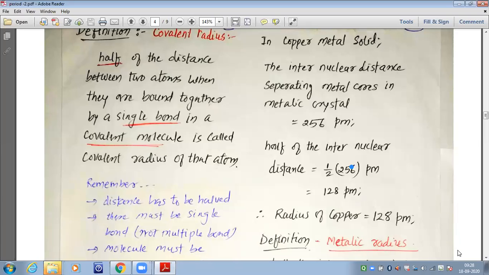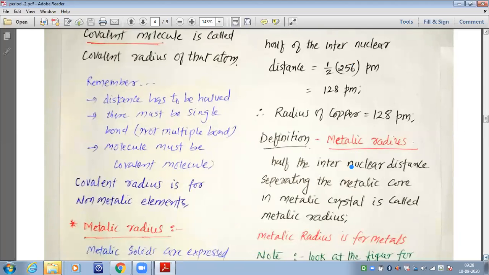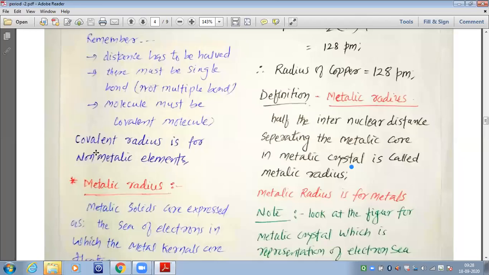Remember that when we measure the covalent radius, the distance has to be halved. There must be a single bond, not multiple bonds. So when there are multiple bonds, we do not measure the covalent radius. And the molecule must be a covalent molecule to measure the covalent radius. If any other type of bond is present, then we would not consider the radius as a covalent radius, my dear students. And a very important point: covalent radius is measured for the non-metallic elements.